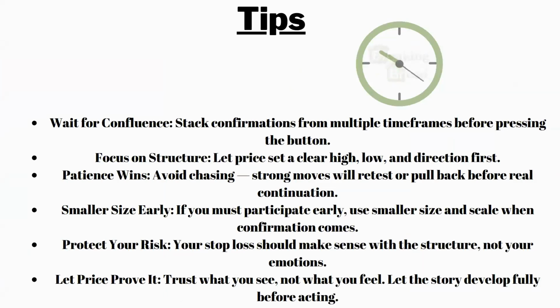Smaller size early. So if you must participate early, use a smaller size and scale in when you have confirmation. So if you normally trade 10 contracts, then go ahead and put in 5 or 2 to 5, however you want to do it. And then when you get confirmation, go ahead and add the rest of the contracts that you normally take. If you just must be in a trade early and you just can't be patient for whatever reason, you can go ahead and do it that way, right? So don't oversize when you're too early.